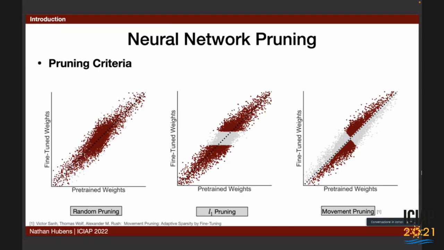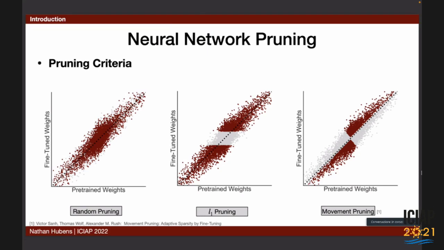A second criteria, which maybe is the most used in the literature, maybe 90% of the time, is the L1 norm pruning. This criteria says that the weights which have the lowest magnitude are considered less important than the others because they produce weaker activation and thus participate less in the final results of the network.